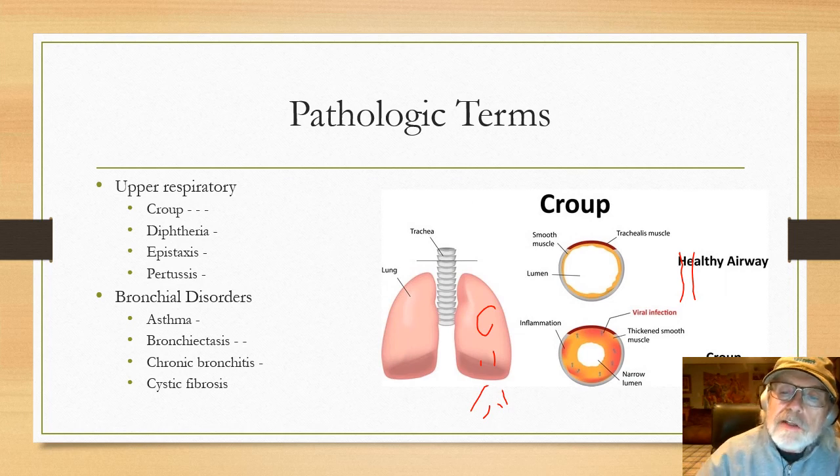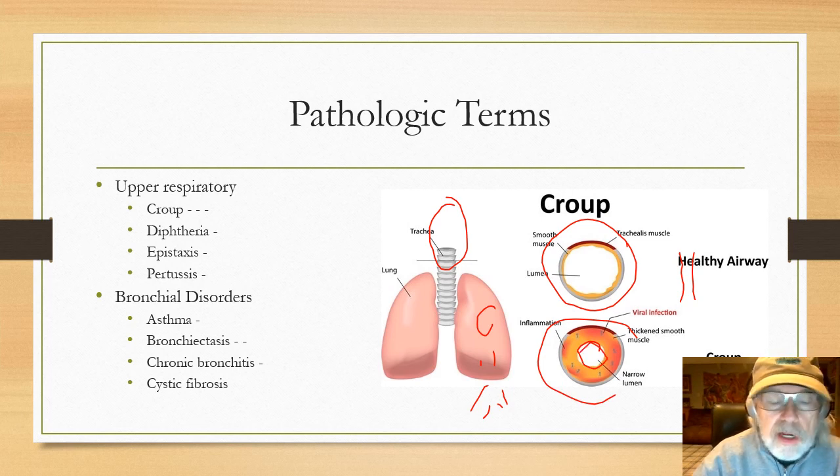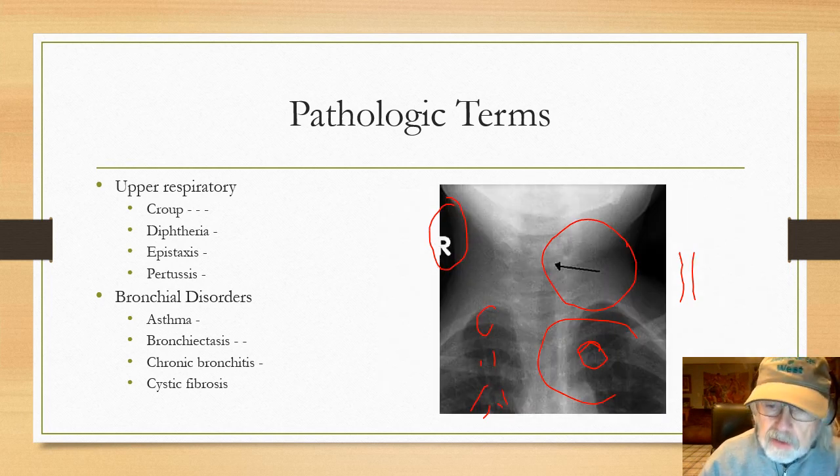Okay, and again, this is what we see with croup. We'll see, in the area of the larynx, the trachea, and down to the bronchi, this would be the normal appearance. But what happens is that lumen, or the opening of the airway, becomes very small, and when that airway gets very small, it becomes very difficult to breathe.